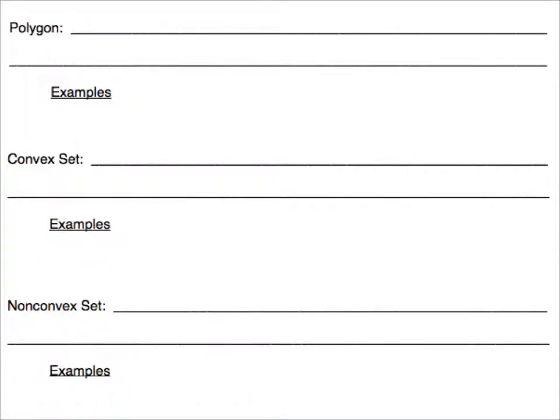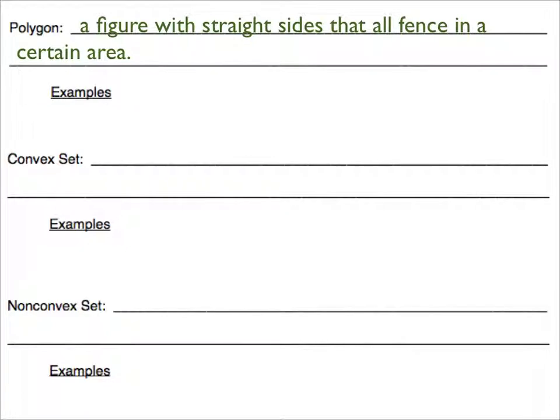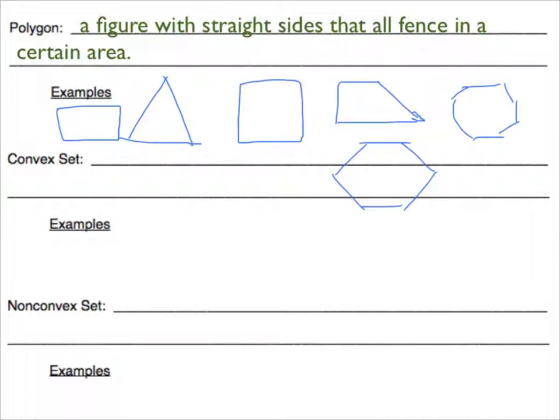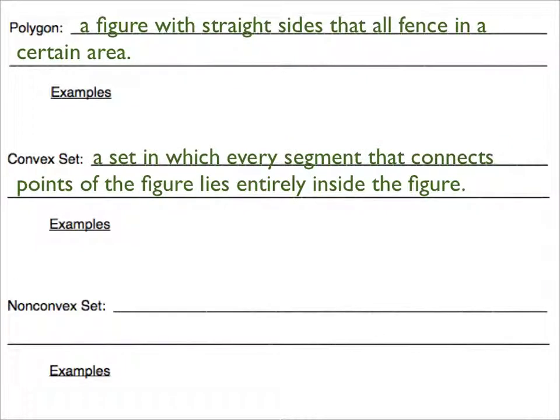So, a polygon is a figure with straight sides that all fence in a certain area, also known as a closed figure with 3 or more sides. 3 or 4, it's got to have 3 or more, because a triangle is a polygon. A triangle is pretty easy to understand, I think.